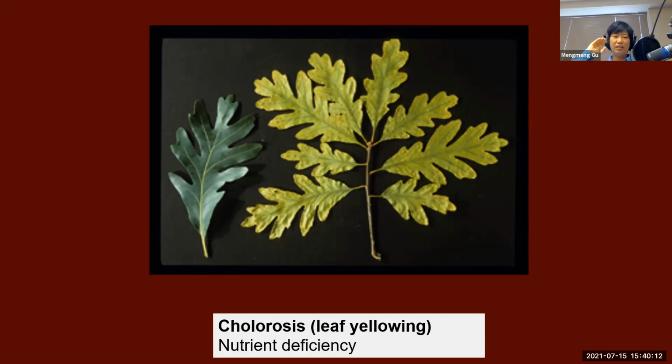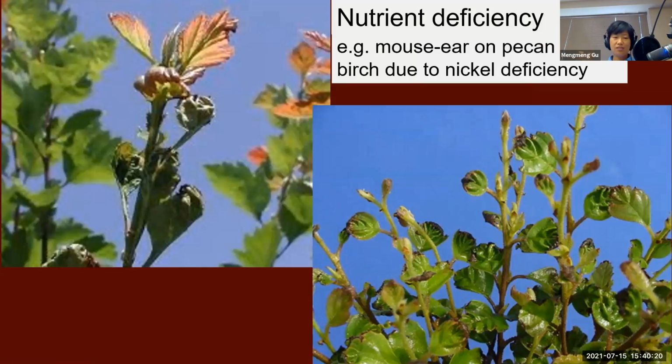Not really sustainably golden, but really it's a deficiency. And this nutrient deficiency is not related to soil pH, but related to certain specific plants. You may have seen it, specifically nickel. It's a nickel deficiency on pecan and birch. Again, this is not necessarily affected by pH, but you may see this mouse ear disease. It's not a disease, it's called mouse ear disease. It's really a symptom of nickel deficiency on birch and pecan.